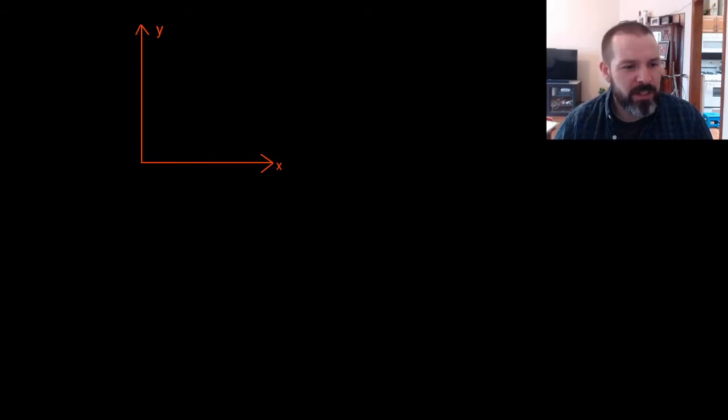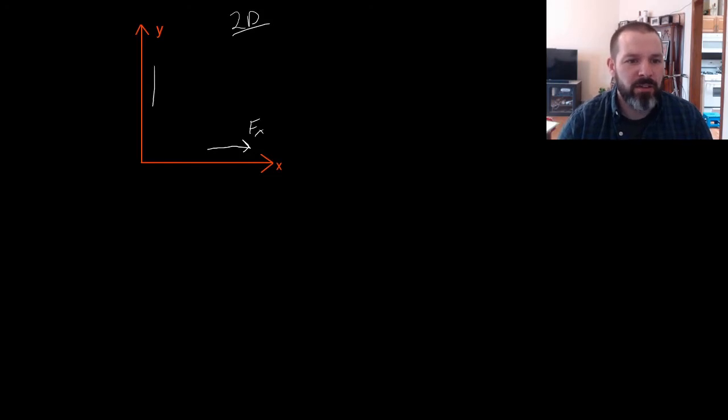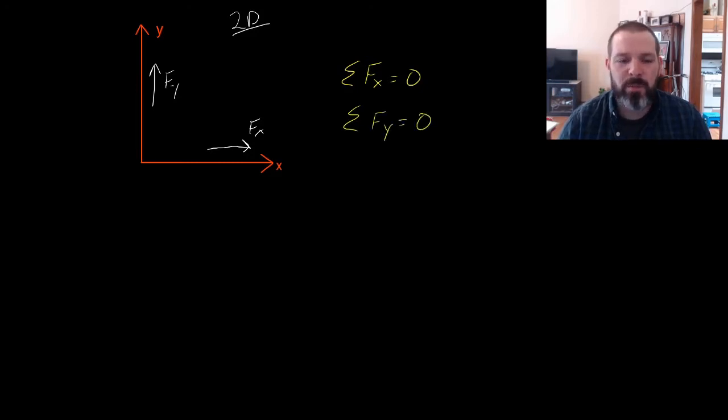When we simplify this down into 2 dimensions, we lose the z-axis. So in 2 dimensions, we have forces in the x, and we have forces in the y. So we know that the sum of the forces in the x have to equal 0, and the sum of the forces in the y have to equal 0.